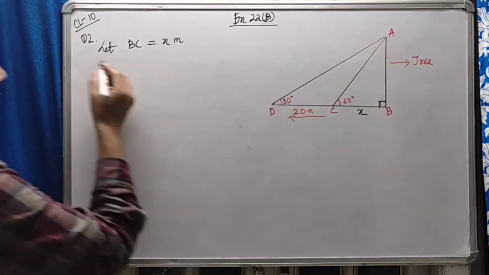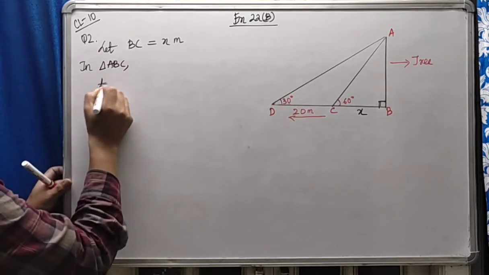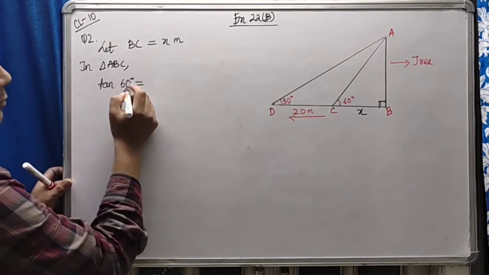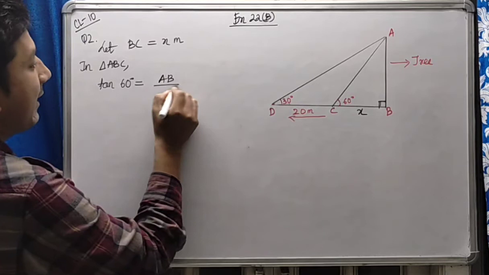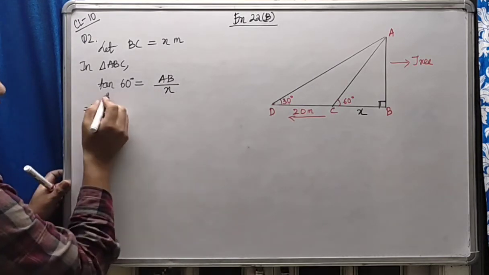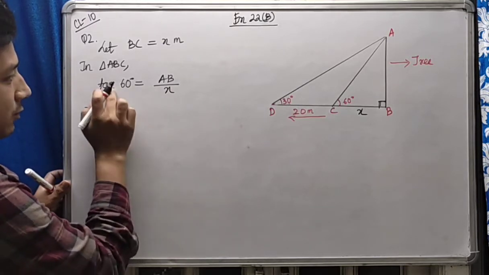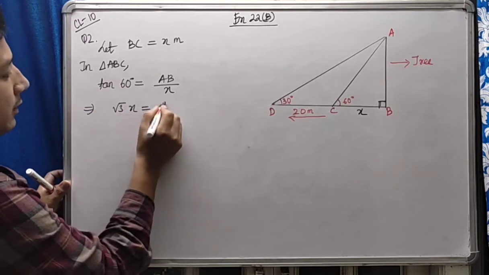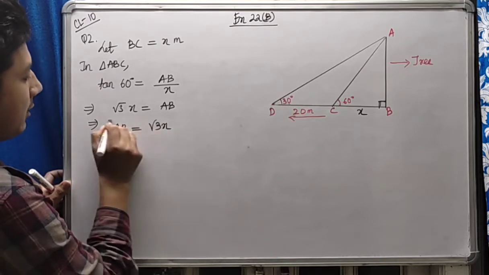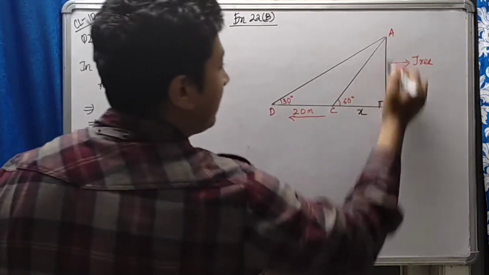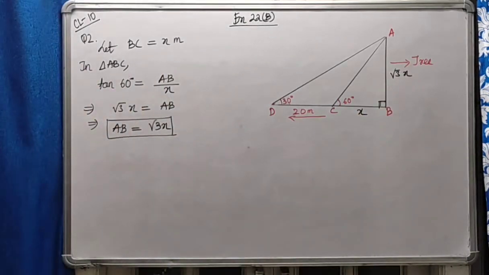So now in this right angle triangle, in triangle ABC, what do I notice, boys, is tan 60 degree is equal to perpendicular by base. Perpendicular means AB and base means x. And I know tan 60 is root 3. So root 3 into x is equal to AB. Therefore we are getting the height of the tree AB as root 3 into x. We need to find the value of x and multiply with root 3, and you will get the height.